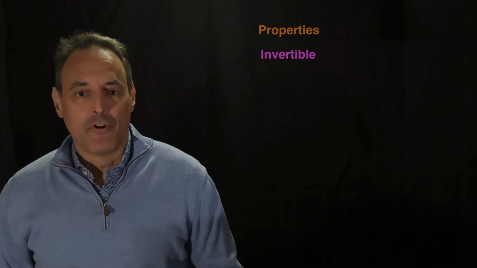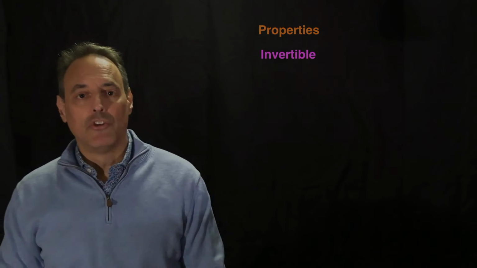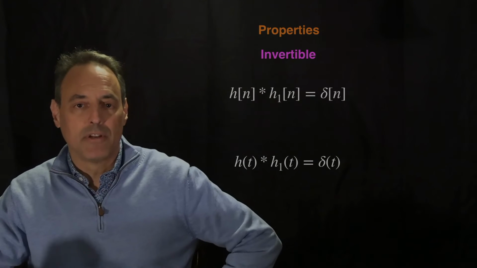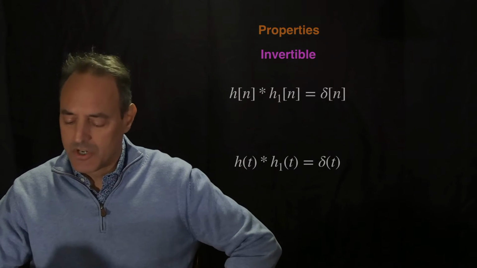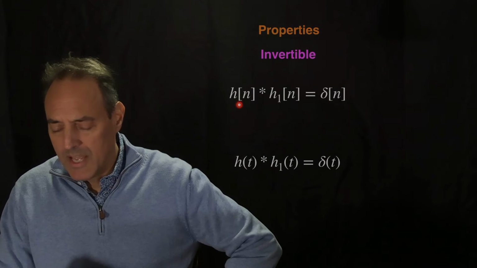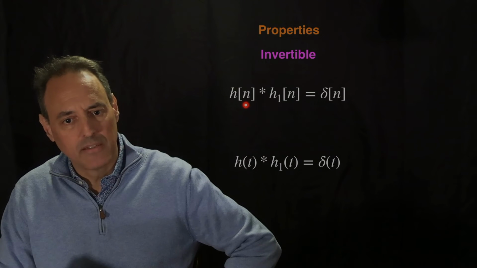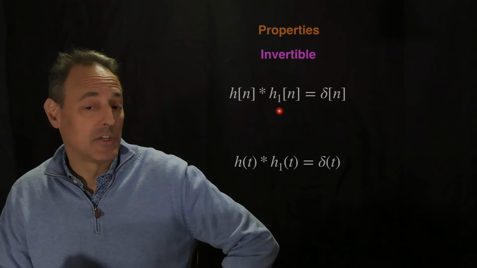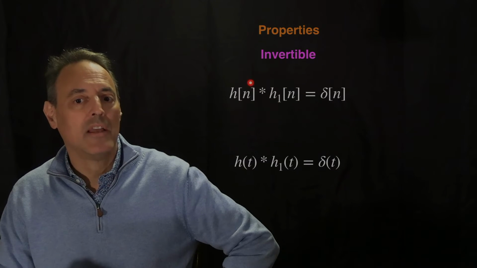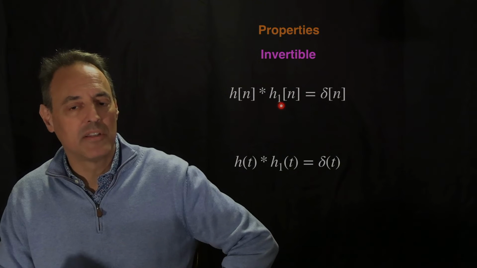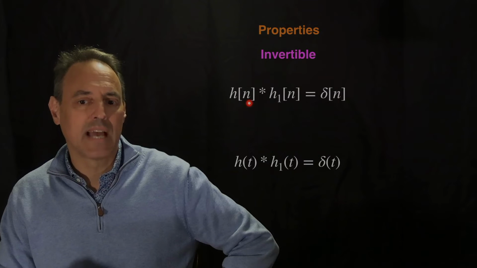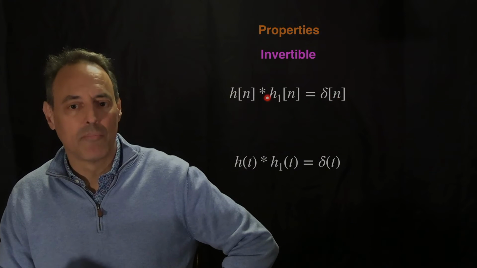Then we can talk about invertibility. So do we have invertibility or not? What are the kind of properties that we have here? Invertibility is really around this concept of, if I have a response, h of n, can I invert that response, let's call it h1 of n, so that when I convolve my response and its inverse, I get back to the delta function. In some sense, this is exactly the definition of invertibility.